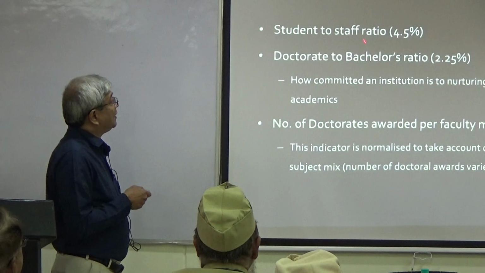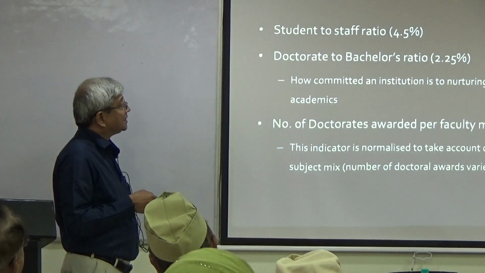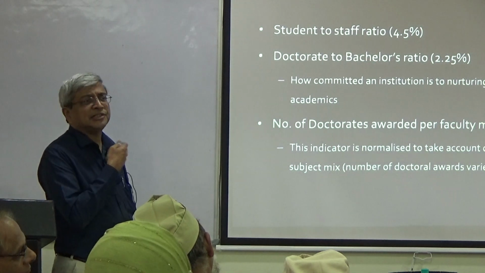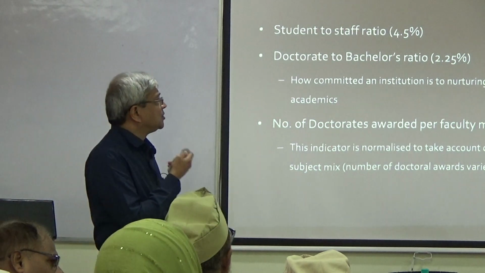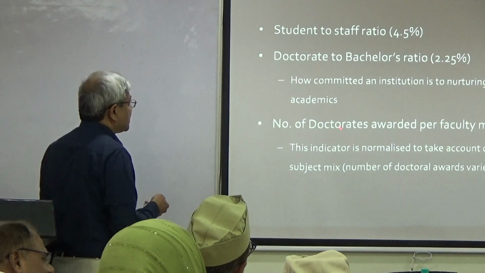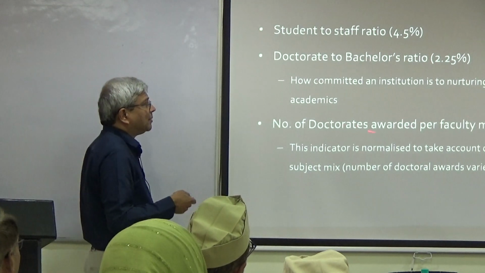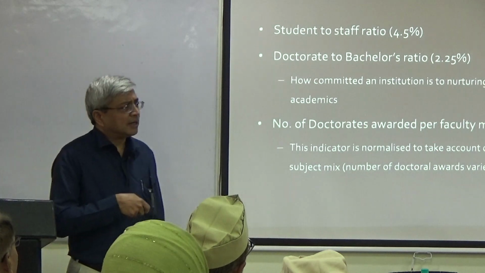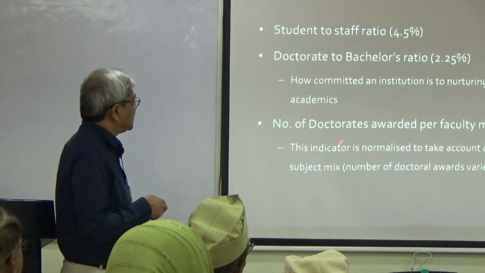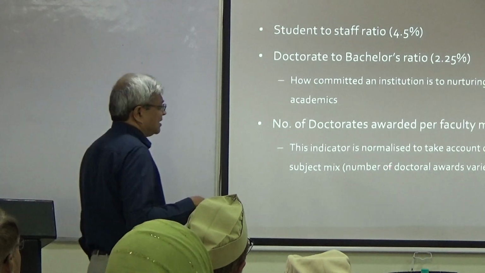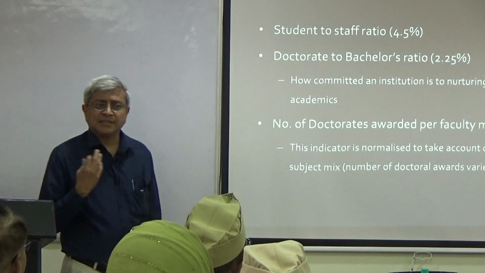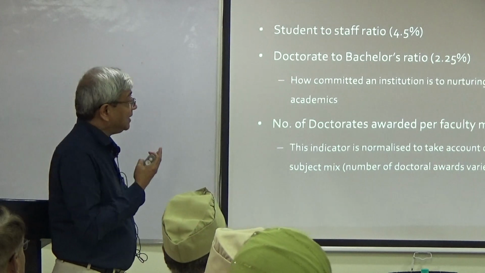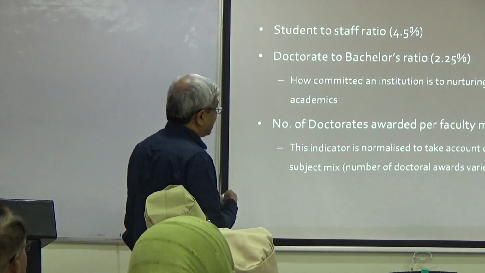And then next is student to staff ratio. Here doctorate to bachelor's ratio is 2.25%. This essentially measures how committed an institution is to nurturing the next generation of academics. And the number of doctorates awarded per faculty member is 6%. So again, this is normalized to take into account the university's unique subject mix, because the number of doctorates varies by discipline. In arts and humanities you will not have many, in biology you will have many, and so on. So it is normalized based on that.